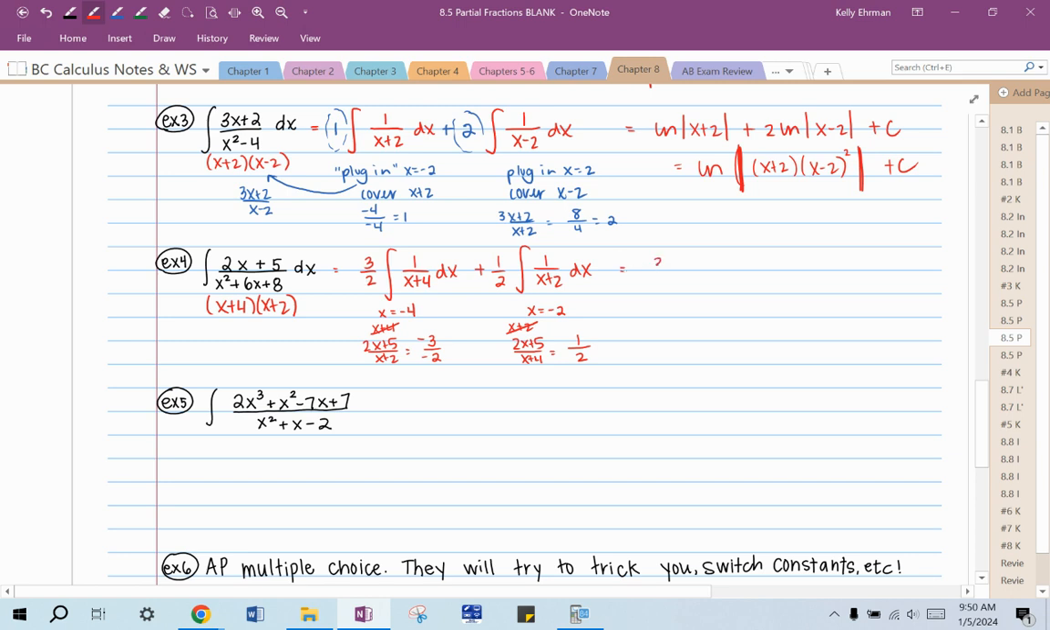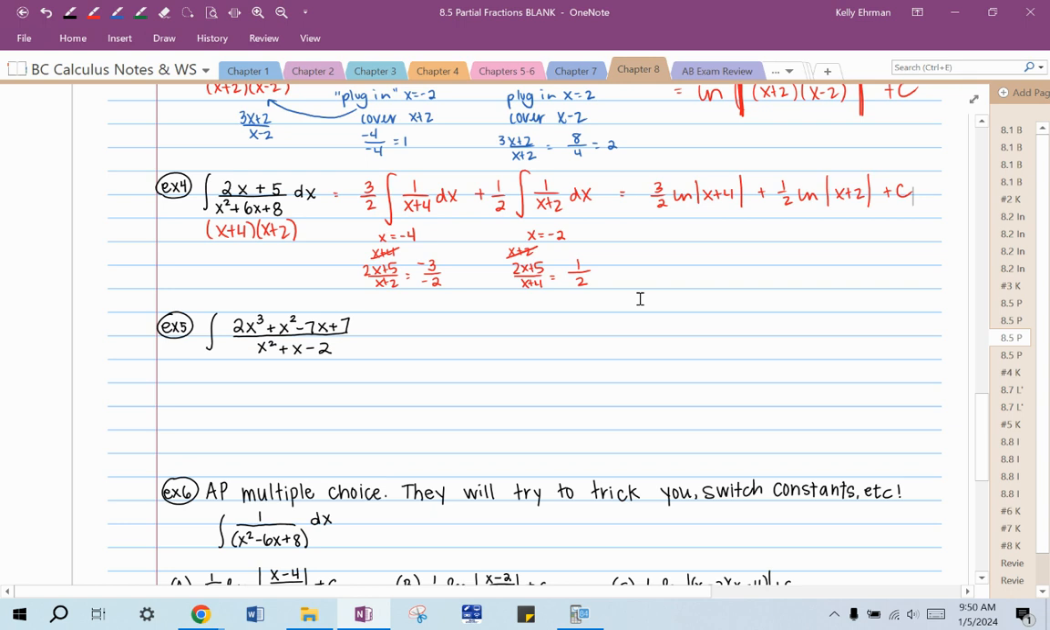And then the calculus, and we get 3/2 times natural log of absolute value x plus 4 plus 1/2 natural log of absolute value x plus 2. That one's uglier to condense. These could still be exponents if we wanted. I'm not going to worry about that.